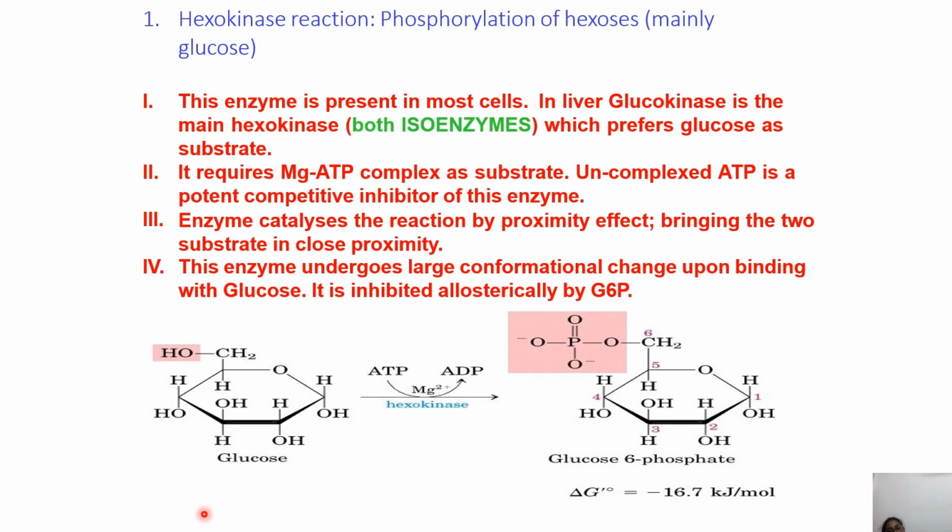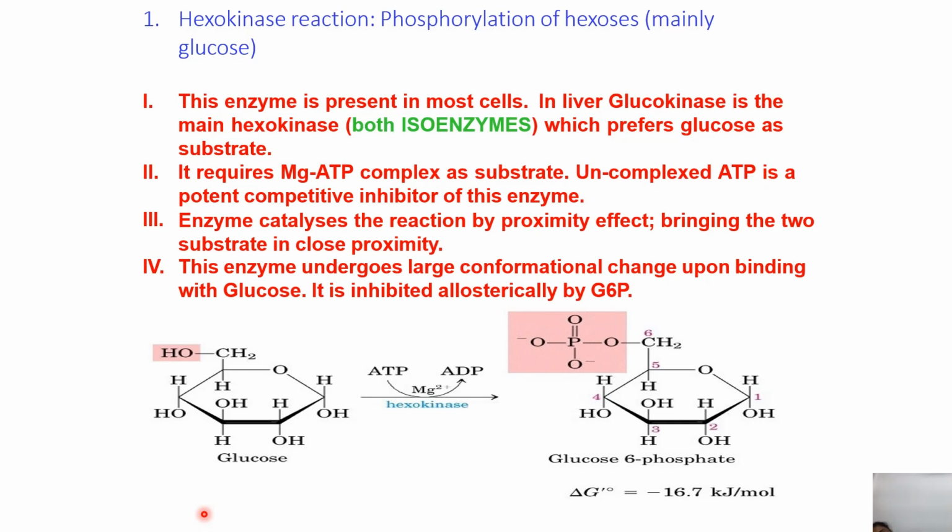Now talking about hexokinase. Hexokinase helps in phosphorylation of hexoses, mainly glucose, right? Hexose like 6 carbon. Now this enzyme is present in most cells. In liver, glucokinase is the main hexokinase. They are isoenzymes, which prefer glucose as substrate. It requires magnesium ATP complex as substrate. So magnesium is a cofactor. Uncomplexed ATP is a potent competitive inhibitor of this enzyme. So without magnesium, this ATP becomes an inhibitor of the enzyme. But once you add magnesium, it acts as a cofactor and helps in the reaction.